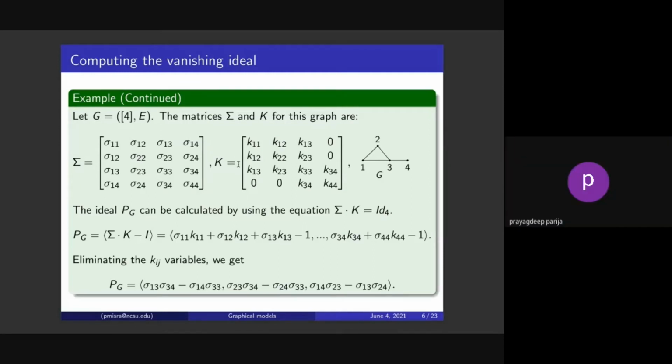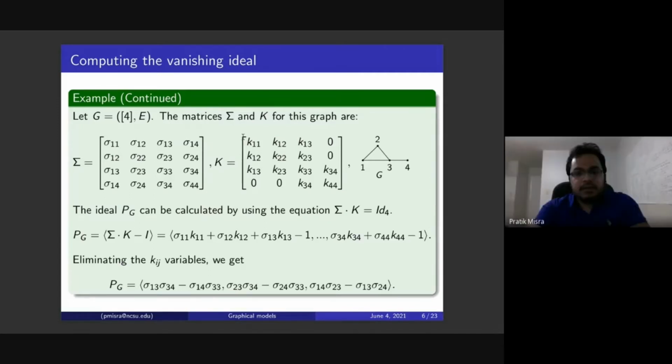Okay. And what did you mean by eliminating Kij variables? That's a concept in algebraic geometry: once we have these variables in the generating set, we can apply a process of elimination. There, we eliminate the Kij variables that we have in each of the generators, and the remaining thing that we get is an ideal in only the variables sigma ij.